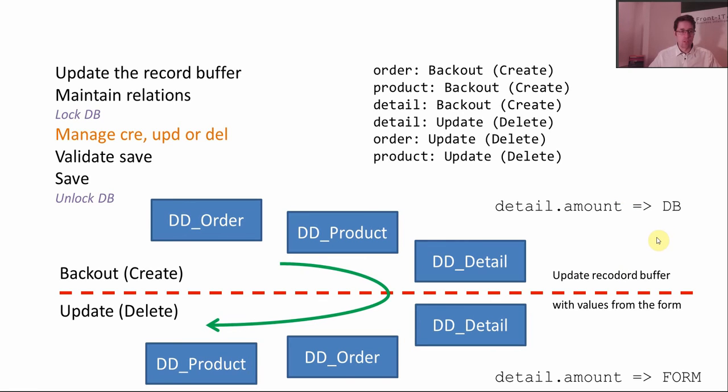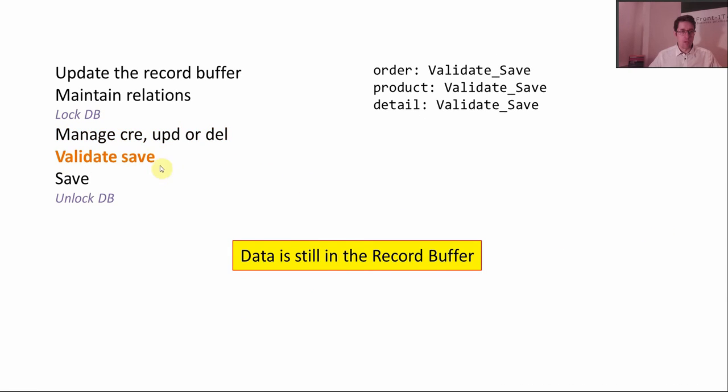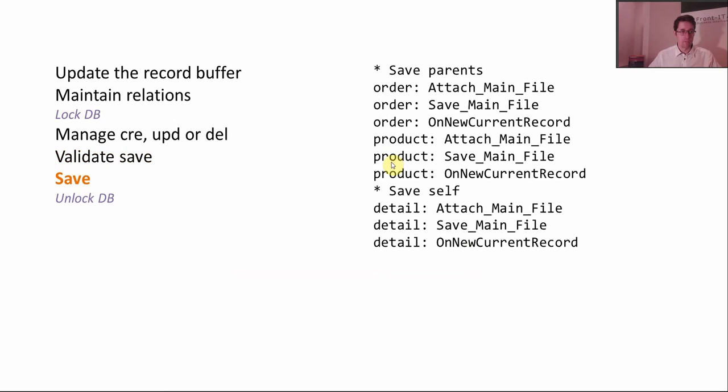And when this is done, we do a validate save. And remember, the data is still in the record buffer. We haven't saved anything. This function will just do a last validate and verify that the data we have is as it should be before going to save, because we can cancel here and go back and ignore everything we've done. Then we do a save.